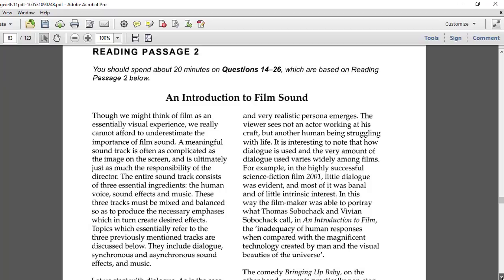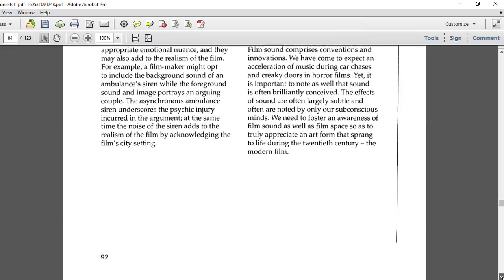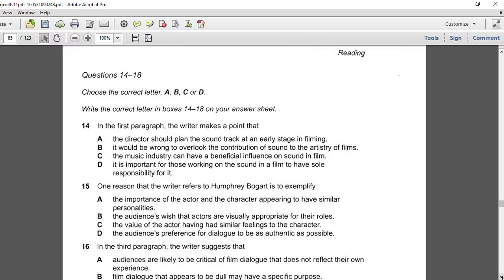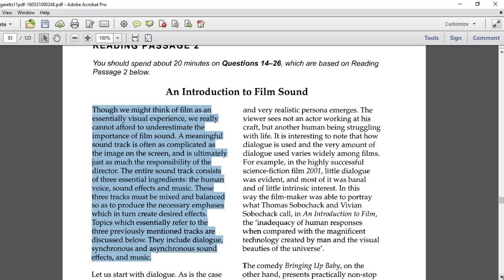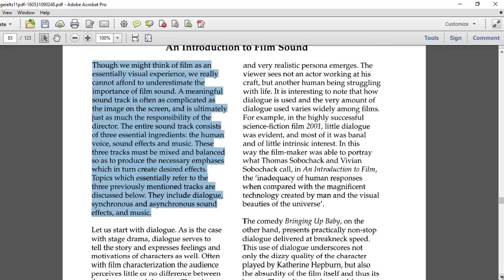Section 2, an introduction to film sound. Oh, this is a hard one. In the first paragraph, the writer makes a point that what? Okay, get back. The director should plan the soundtrack. It would be wrong to overlook the contribution. The music industry can have a beneficial influence. It is important for those working in sound to have sole responsibility. Okay, get back to the passage. Paragraph 1. Let's scan it quickly.